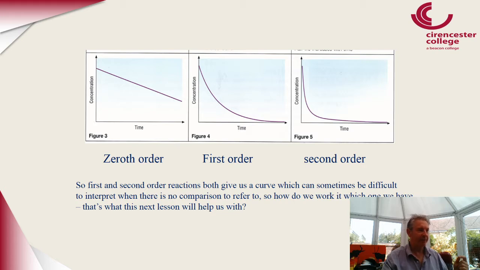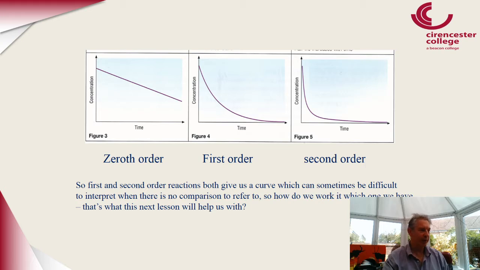In the second graph, you've got the first order, which is a half-life curve. We'll come on to that and look at it in a bit more depth a bit later on. That means the concentration starts off, drops off very quickly, then gets a bit slower and a bit slower and a bit slower.